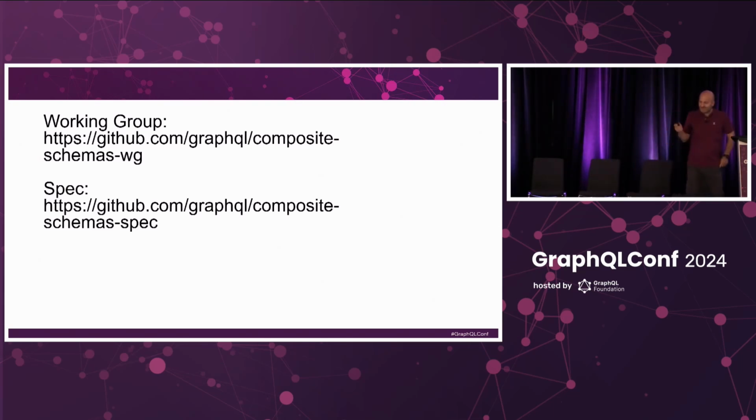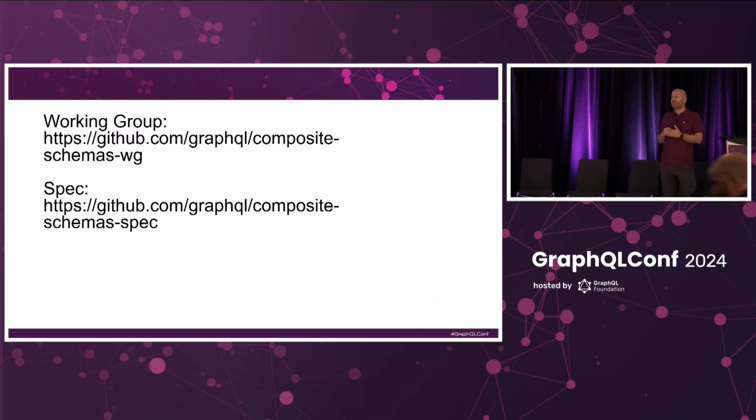With that, if you want to join our working group meetings, you can go to the working group repository, just listen in or really participate. Also, if you want to see what is happening in the spec text-wise, you can go to the spec repository, and we are happy for every helping hand that joins.